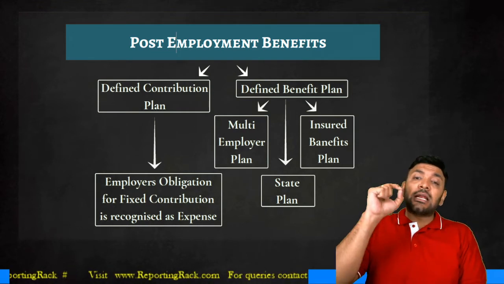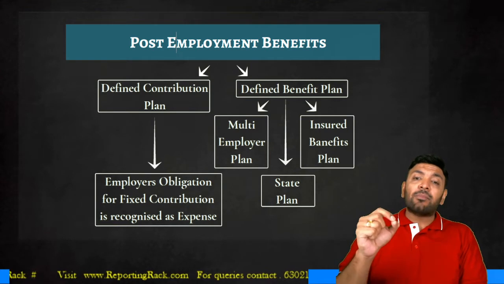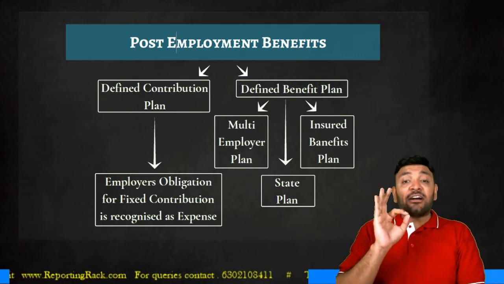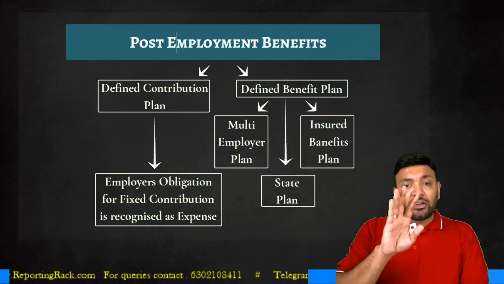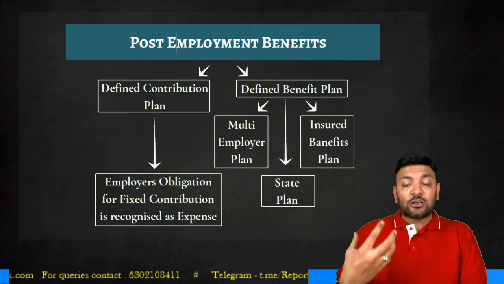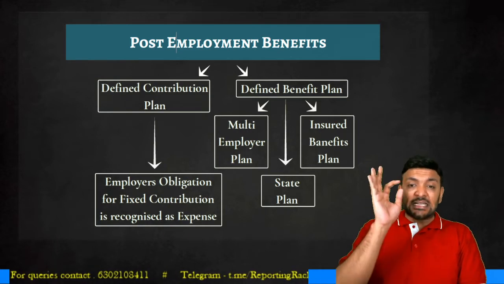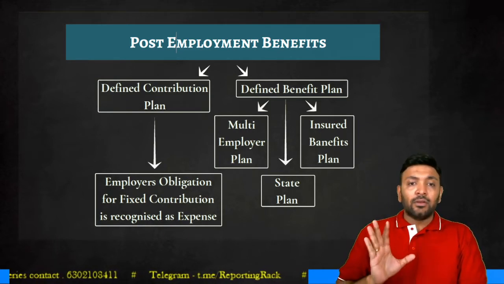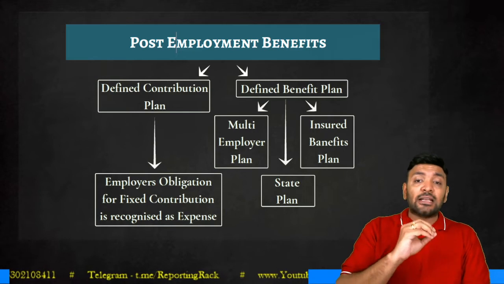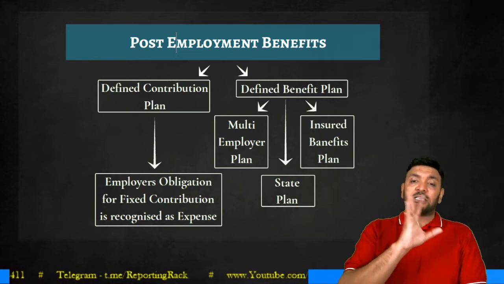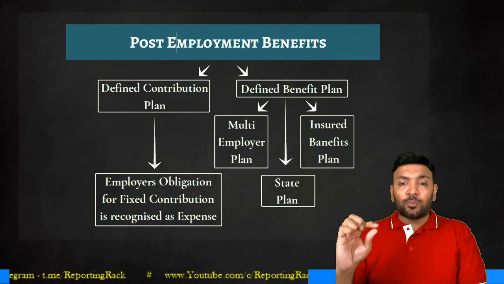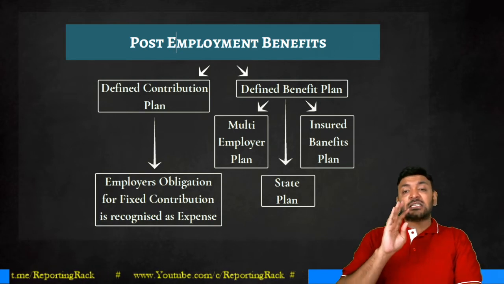So here, the employer's obligation is limited to the contribution, to the maximum extent of 12% of the salary. As simple as that. In a defined contribution plan, which is also a part of post-employment benefits, the employer's contribution towards payment of benefit to the employee is limited, fixed, determined, defined. Clear? In this case, it becomes a very simple accounting treatment because whatever contribution is payable should be recognized as an expense. So in the P&L, I will debit the employer's contribution to provident fund directly in the face of P&L as a staff cost.